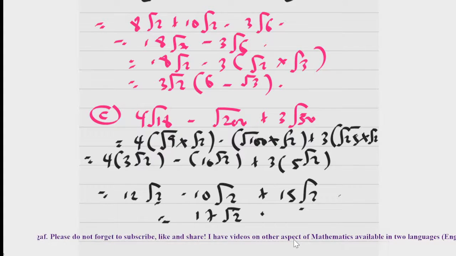Again, to simplify this kind of question, you have to what? Express it in the simplest form and just collect the like terms. I hope you understand.